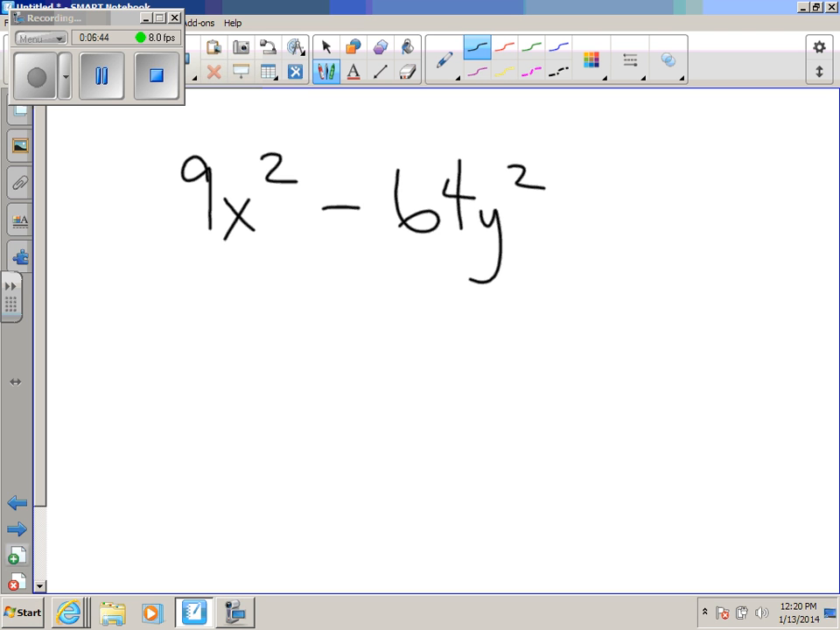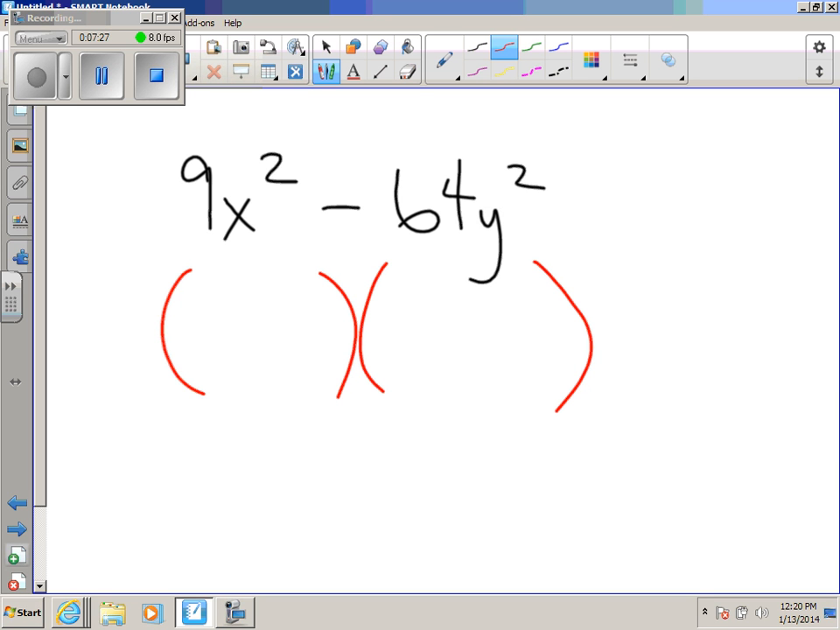Now let's look at another one. 9x squared minus 64y squared. Let's look numerically. Do 9 and 64 have any factors in common? No. I cannot multiply 7 times anything to get 9 or 64. Does 9 times something give me 64? No. It's okay if they don't have a GCF. So, watch carefully.